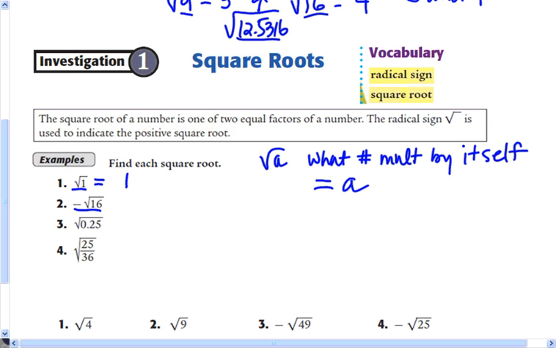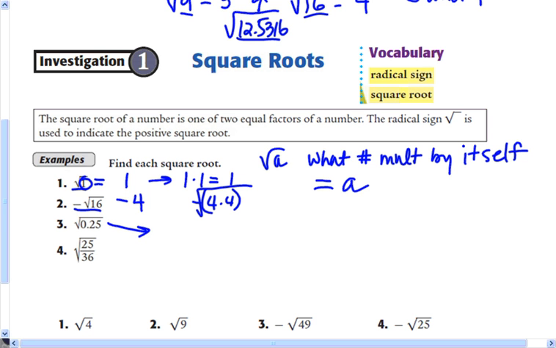The second one has a negative sign, and that means we're talking about the negative square root. So that's going to be a negative number, and what number multiplied by itself equals 16? And that is 4. All right? One way you can always check square roots is to do 1 times 1, multiply the number by itself, and you get the number underneath the square root. On this one, you would multiply 4 times 4 to get the number underneath the radical, which is 16.